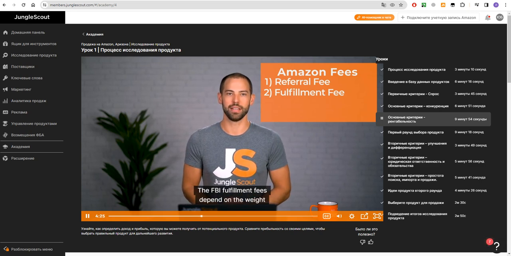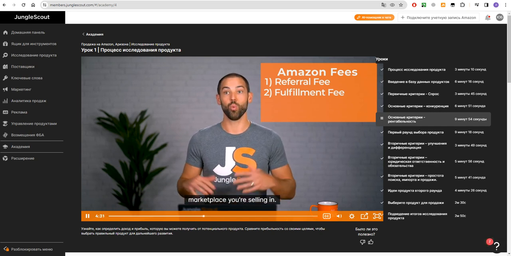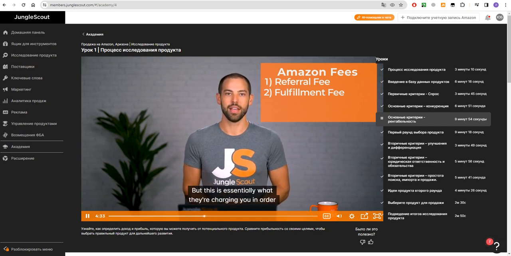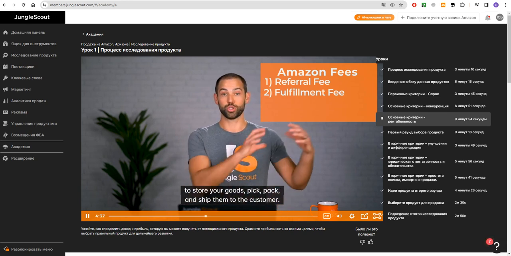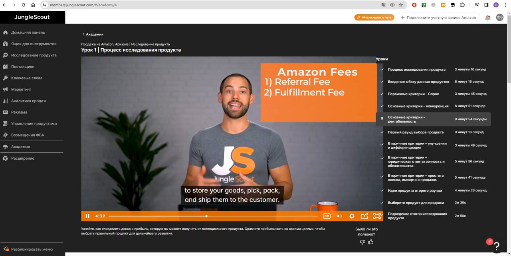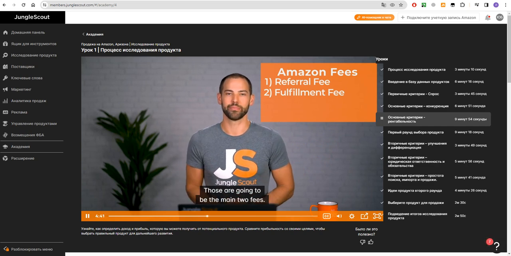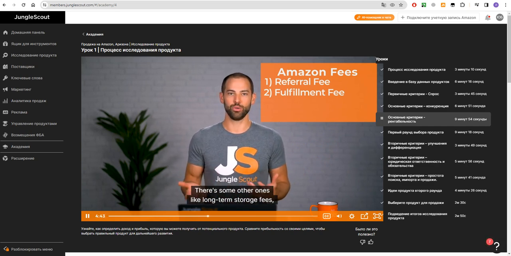strongly recommend. The FBA fulfillment fees depend on the weight and the dimensions of your particular product, what marketplace you're selling in, but this is essentially what they're charging you in order to store your goods, pick, pack, and ship them to the customer. Those are going to be the main 2 fees.